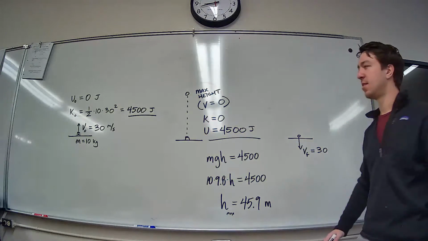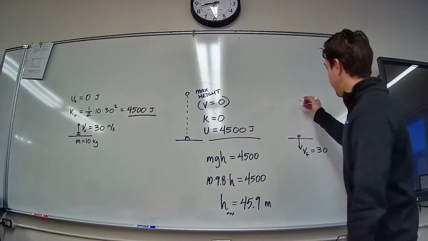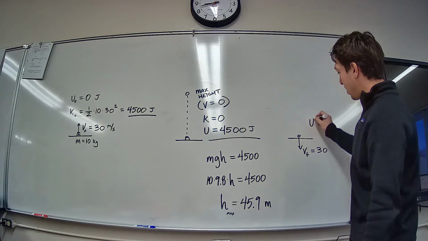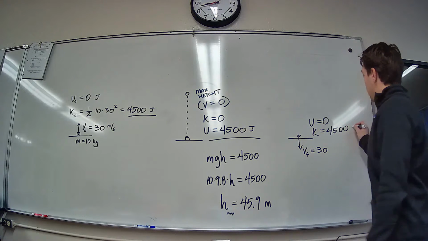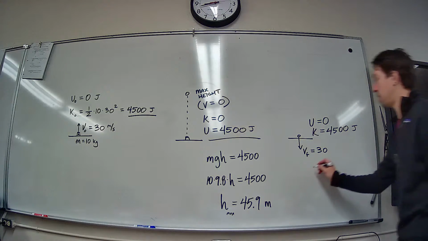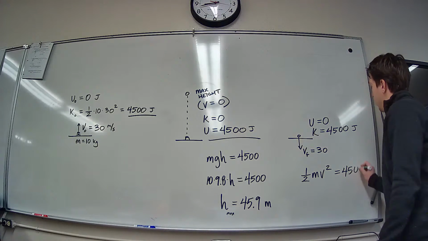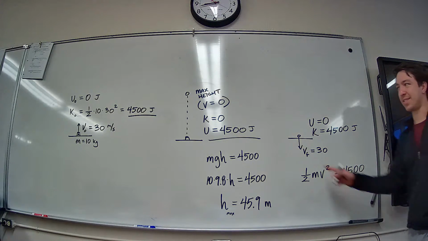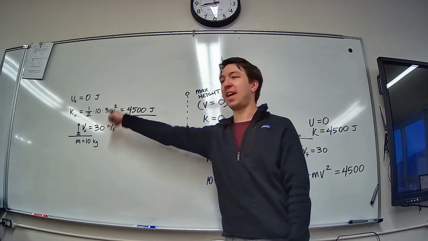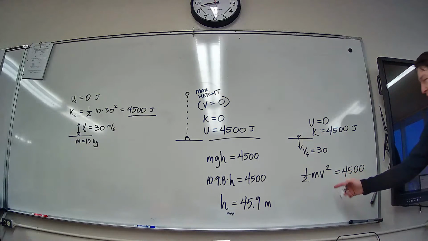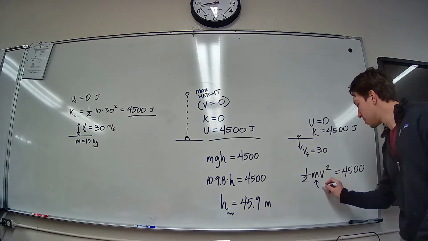But let's say I really like energy, and I'm going to solve this using energy. Well, that's fine. Down here, the potential energy is 0. The kinetic energy is back to that 4,500 joules. And so if you go 1/2 mv squared equals 4,500, you might notice, wait, aren't I just solving the exact same equation from before? So wouldn't v have to be 30? Yes, it would. You can confirm for yourself if you plug in the mass, which again was 10.